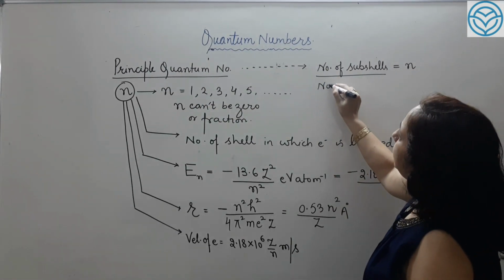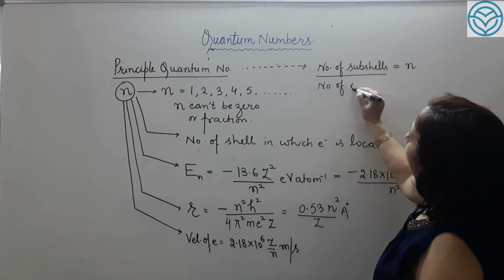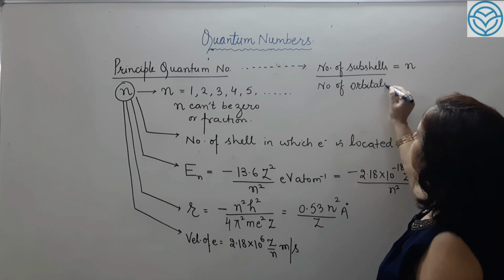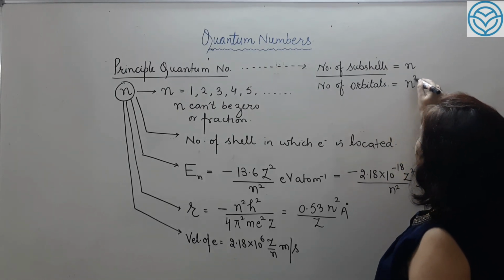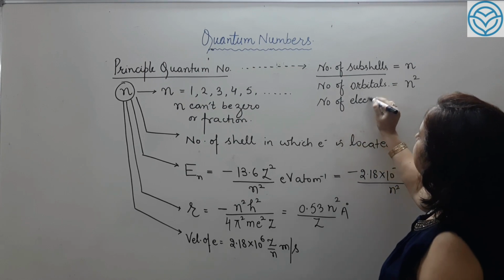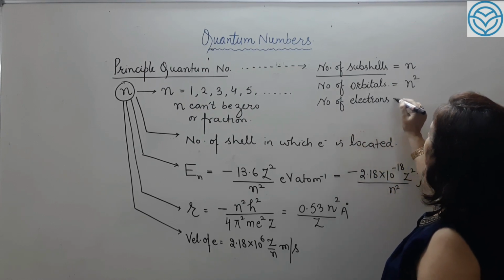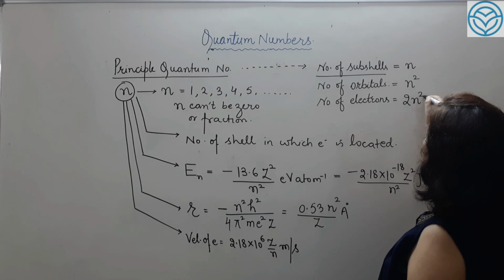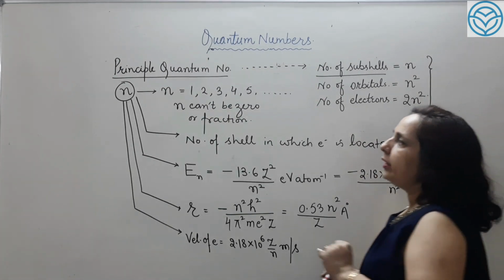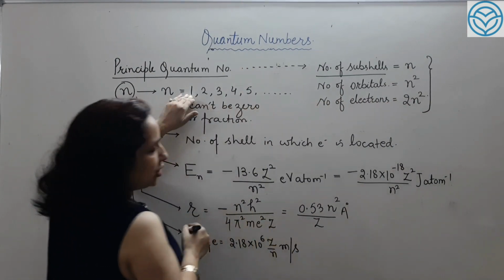Then if you want to calculate the number of orbitals, that is, subshells, it will be n square, and the number of electrons in a shell, we can say, is going to be 2n square. Now let's understand this concept first. But n is going to give us information about the shell.